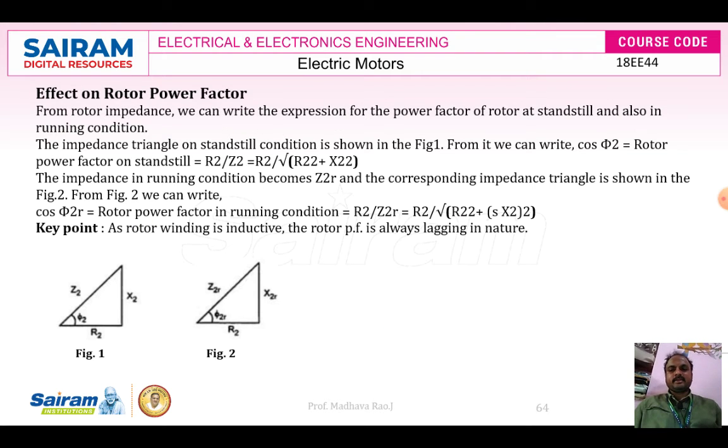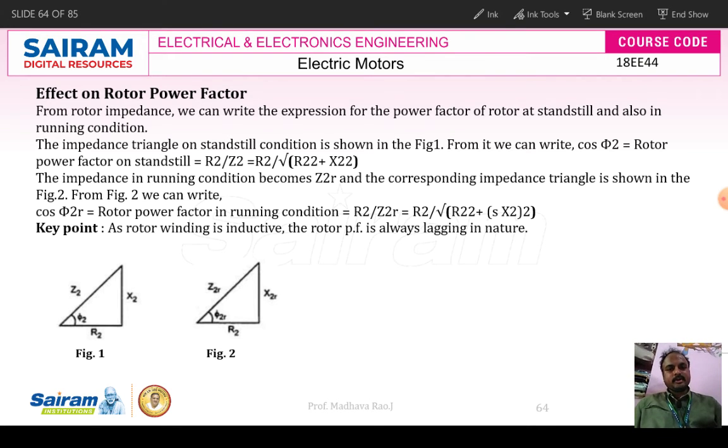In the next one we will see the effect on rotor power factor. From the rotor impedance we can write the expression for the power factor of the rotor at standstill and also at running condition. So both conditions we have to consider. The impedance triangle at standstill condition is shown in figure 1. Cos φ2 is the rotor power factor at standstill, R2 by Z2. The ratio of resistance to impedance is called the power factor. So cos φ2 is equal to R2 by Z2.